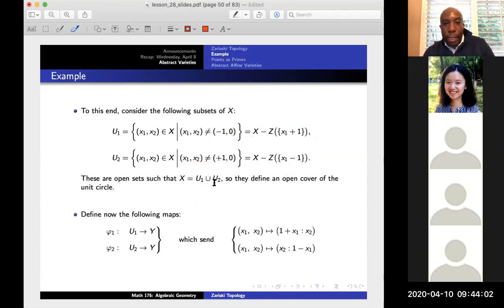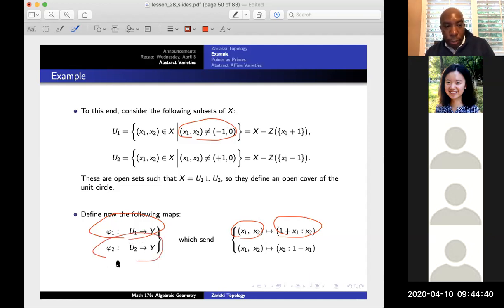Now, let me define two maps. First, let me define a map, phi1, that will take a point x1, x2, and let's consider this here, 1 plus x1 divided by x2. Of course, this is well defined because I'm staying away from -1, 0. So I can't have simultaneously 1 plus x1 equal to 0 and x2 equal to 0. The reason being this here. So this is a well-defined map.